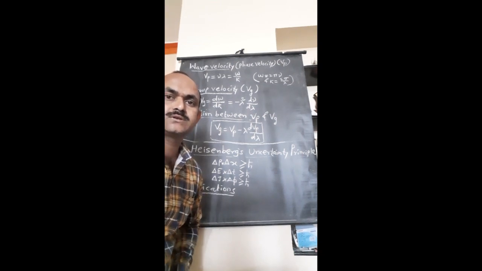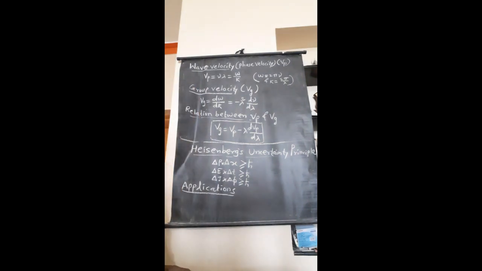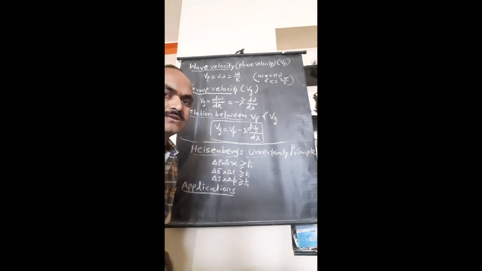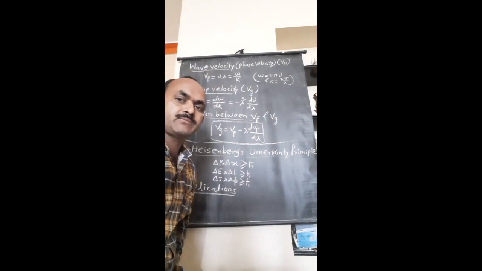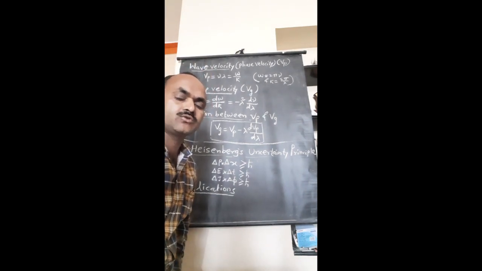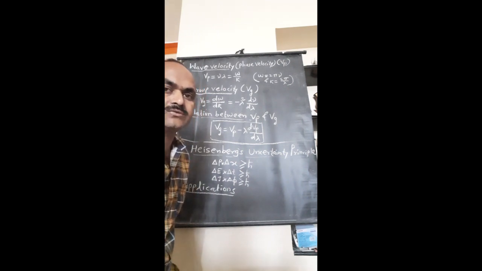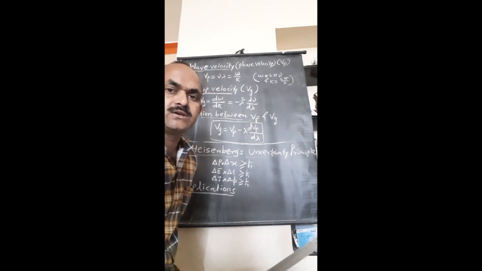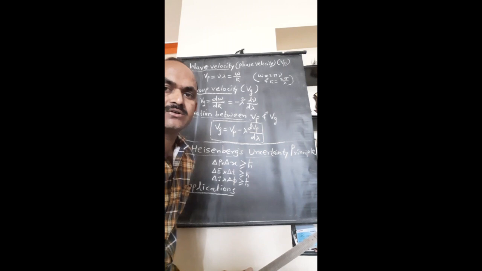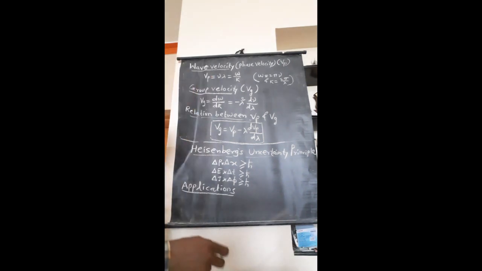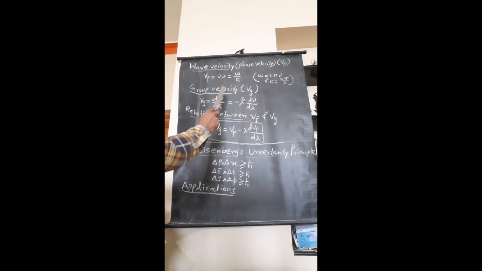Now we discuss the group velocity and the wave velocity. Wave velocity, also called the phase velocity, is denoted by Vp, and group velocity is denoted by Vg. First of all, we will discuss what is meant by the phase velocity or the wave velocity Vp.